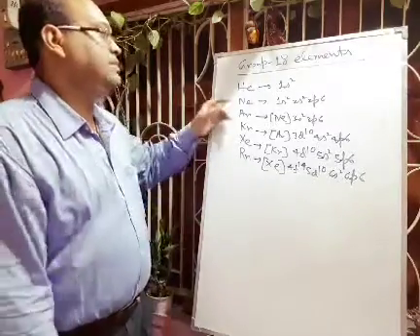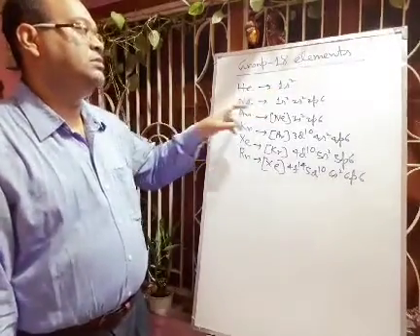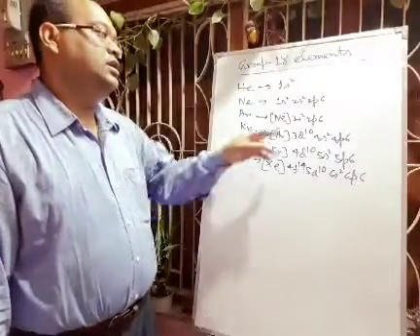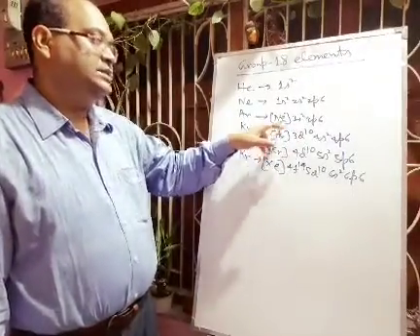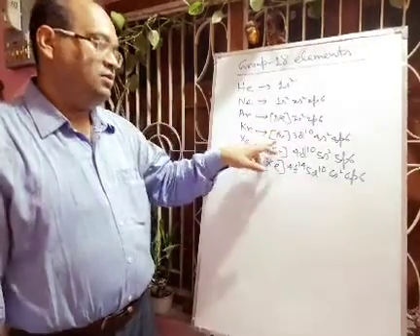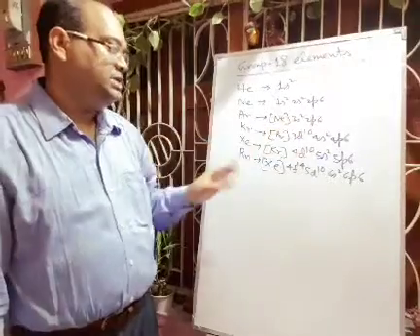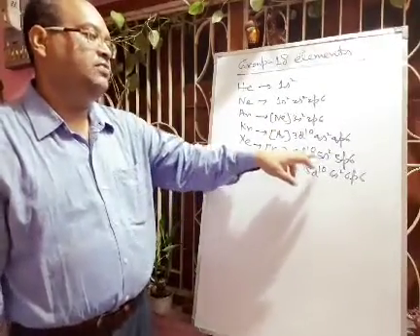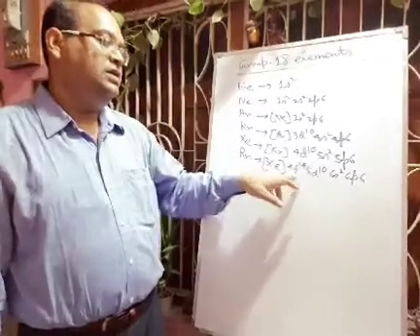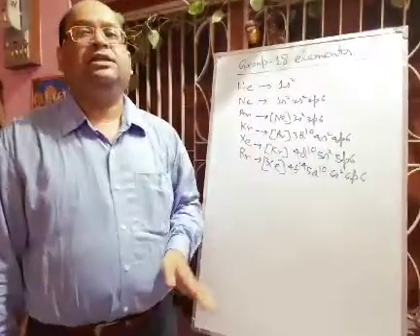Now in case of helium that will be 1s2, in case of neon 1s2 2s2 2p6, that will be the electronic configuration. Argon it will be the neon configuration, then 3s2 3p6, then krypton it will be argon configuration 3d10 4s2 4p6, then xenon krypton configuration 4d10 5s2 5p6, then radon xenon configuration 4f14 5d10 6s2 6p6. These are the electronic configurations.